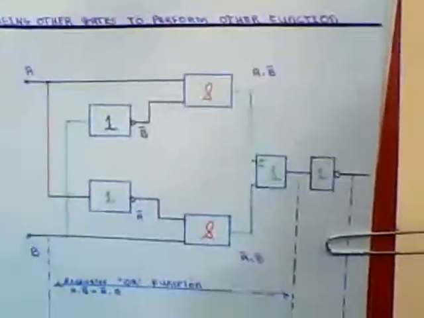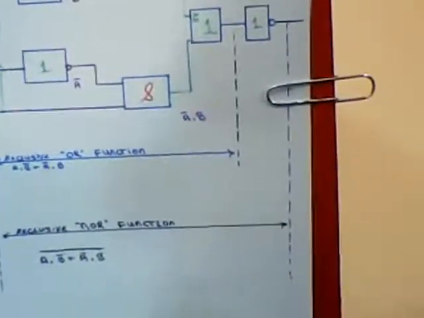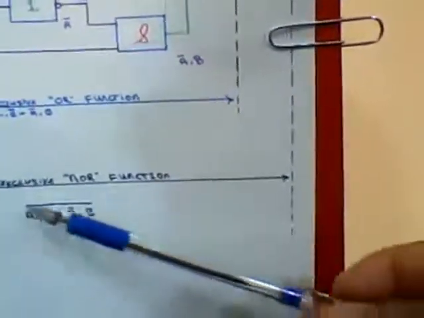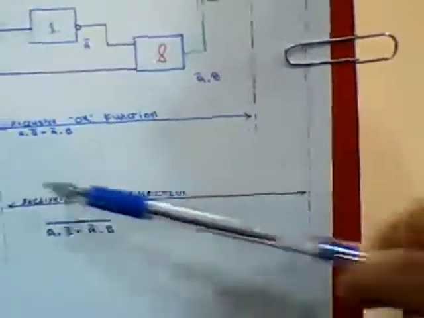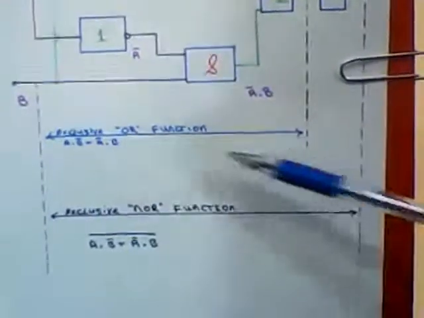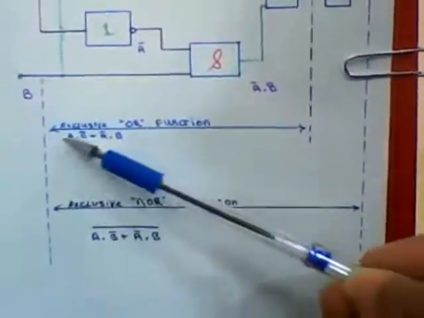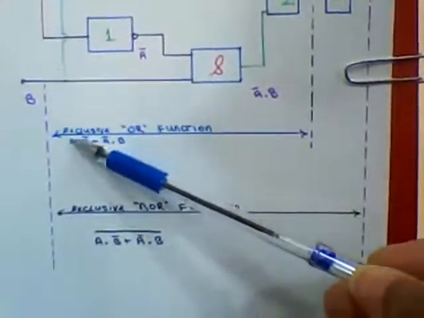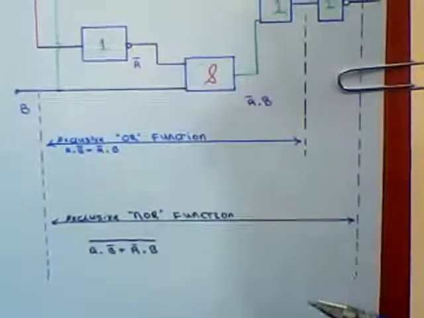So let me just step back a little bit and go down. Okay. Now here you can see we have the exclusive NOR function from this point to here. Okay. And you can see that we have the exclusive OR function, and that gives us what we need here as the truth table that tells us how we have achieved that OR function.